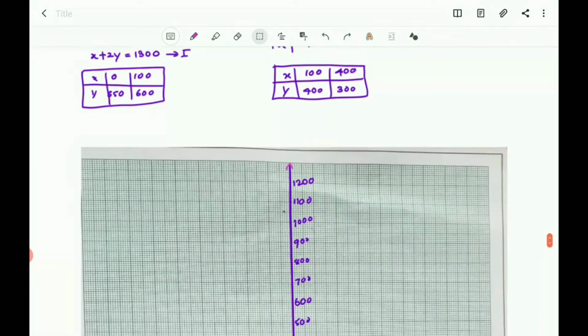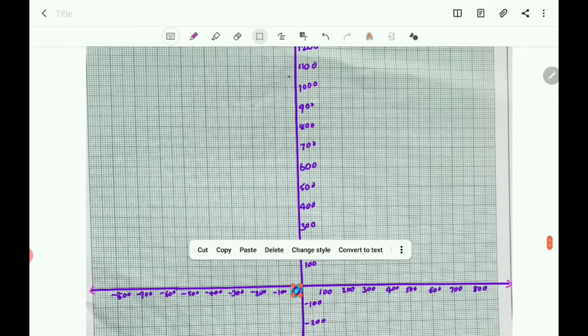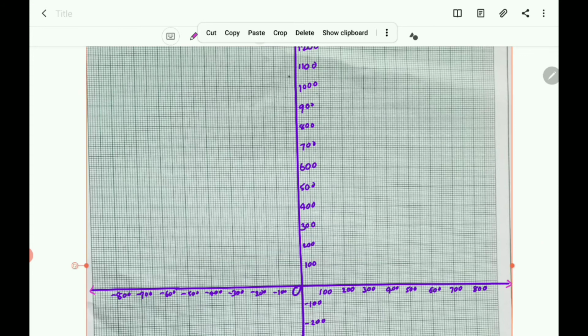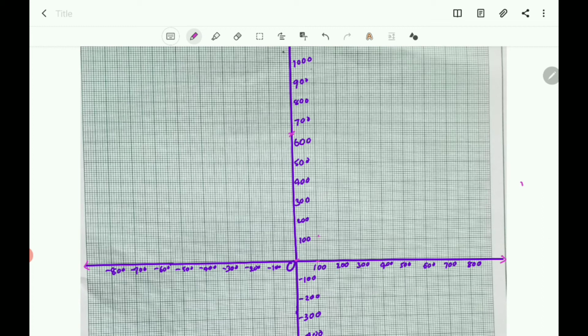And here you mark the points for the first graph, the first equation, x plus 2y is equal to 1300. The first solution is 0, 650. Here there is a 0, and 0, 650 means the point comes here. The next one is 100, 600. 100 is here, and you come to 600 here. Join those 2 points to get a straight line here.